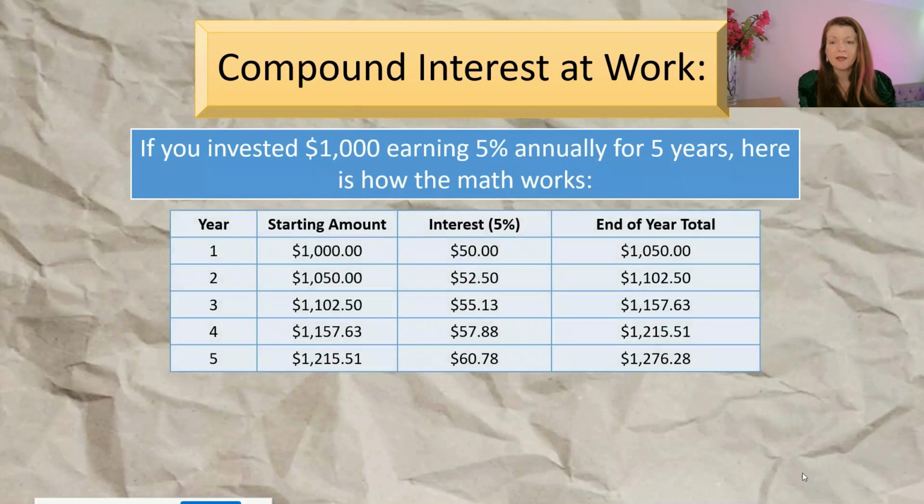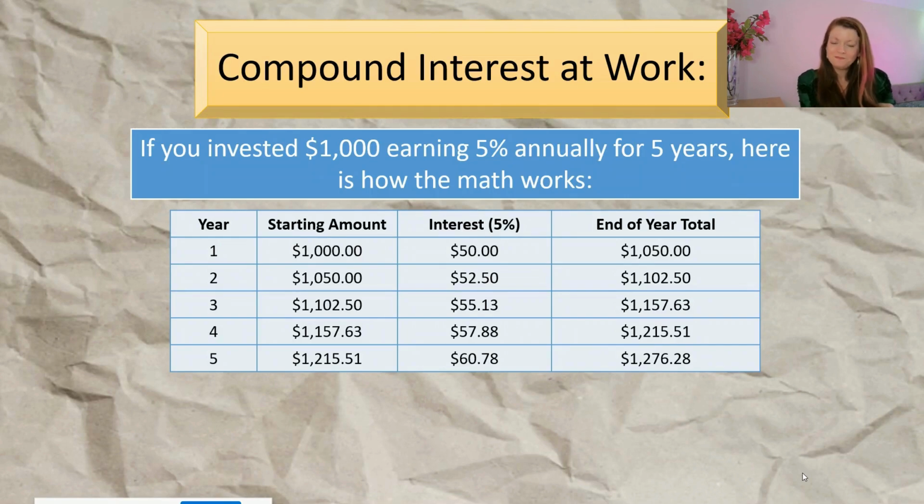This is what it would look like. Okay, you started with $1,000, you earn 5%, which is $50. So now you have $1,050. Year 2, you're starting with $1,050, it earns 5%. So now your interest is more in the second year. It's $52.50. So then at the end of that year, you have the 1,050 plus that $52.50 that you earned. So now your new balance going into year 3 is $1,102.50.